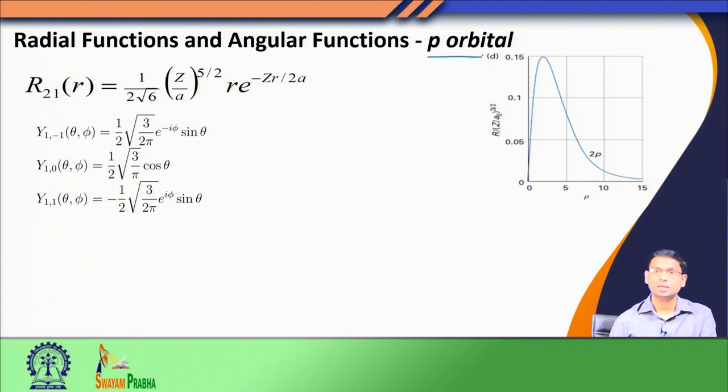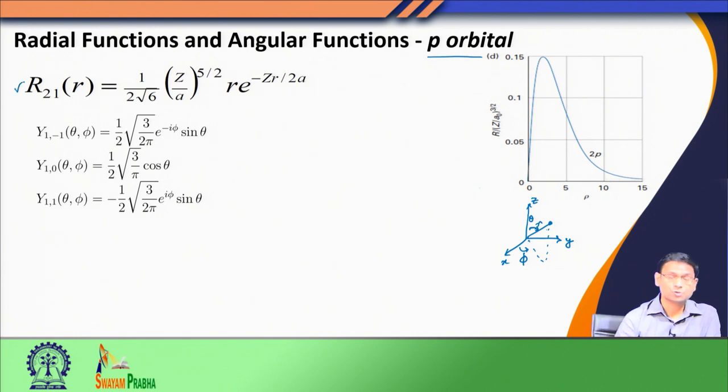Again, the same analogy, I have the system defined as R. This is my z axis, this is the x axis, this is the y axis. This angle is theta, and the angle that it makes to the projection of this point on the xy plane is phi. I am now showing the 2p radial function over here. This is what we had discussed, and this is its functional form.